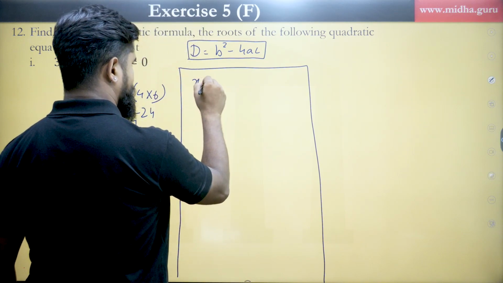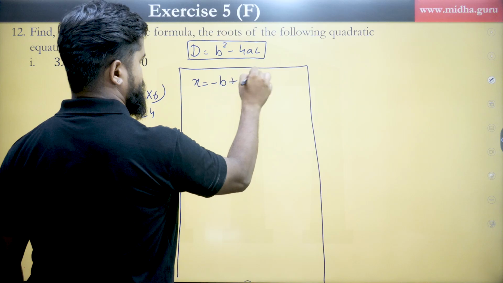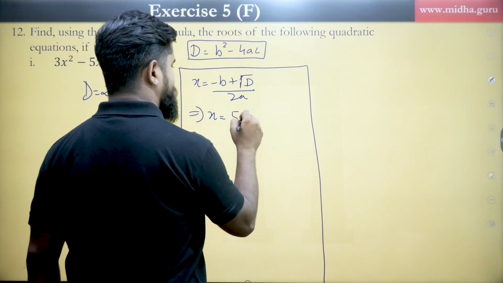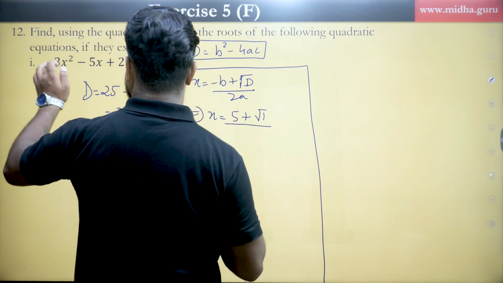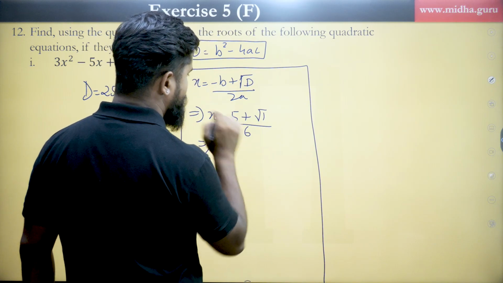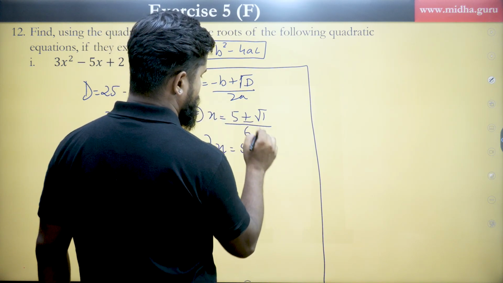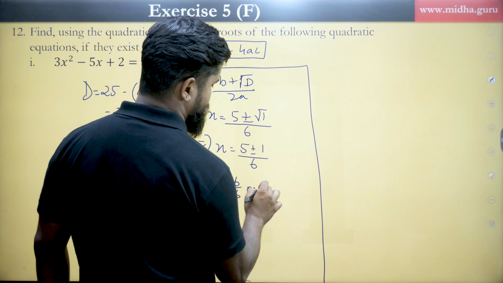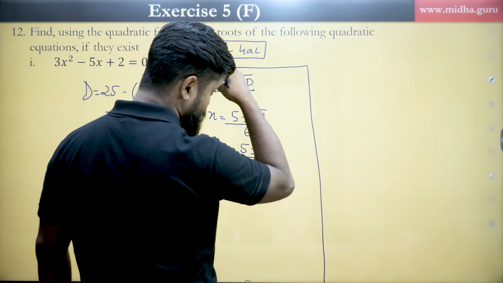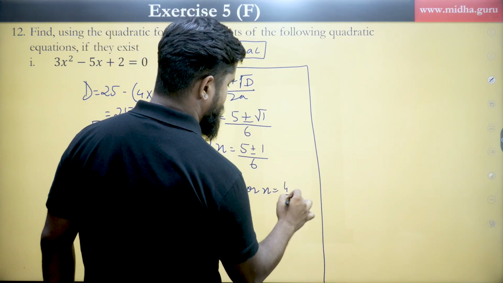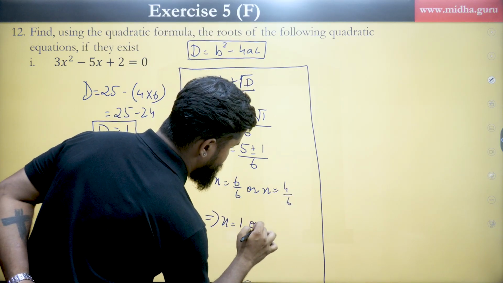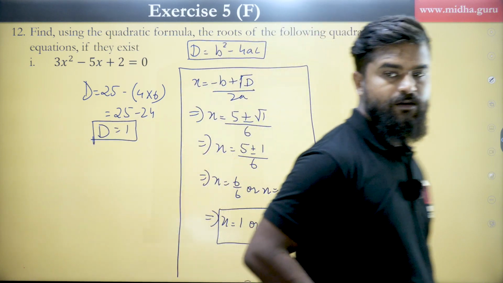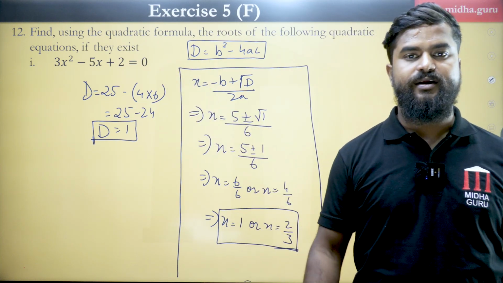So we'll just start by solving the equation. Minus b plus minus root over d by twice of a. Since b is minus 5, minus b becomes 5, plus minus the root of 1 by twice of a, which is 6. So we get x is equal to either 5 plus minus 1, since the root of 1 is 1, and by 6. So x is either equal to 6 by 6, or x is equal to minus 4 by 6. So x is either equal to 1 or x is equal to 2 by 3. These will be the solutions for the given quadratic equation.